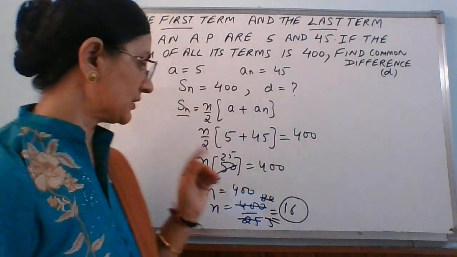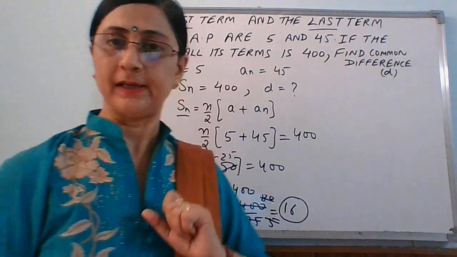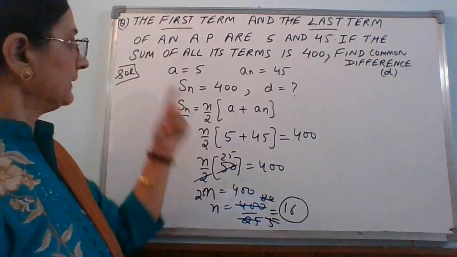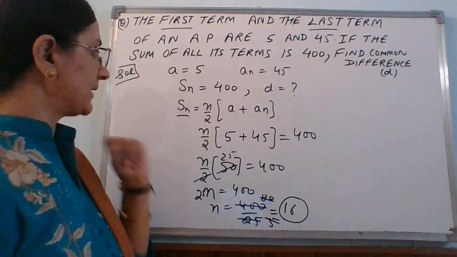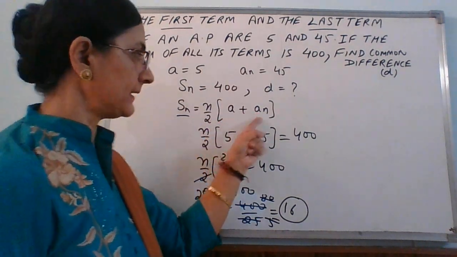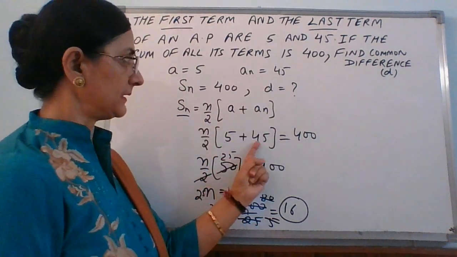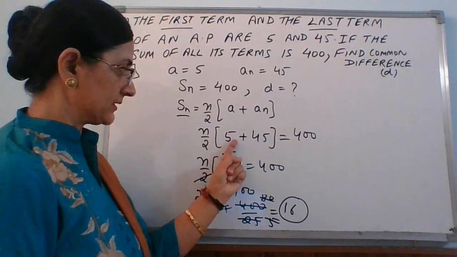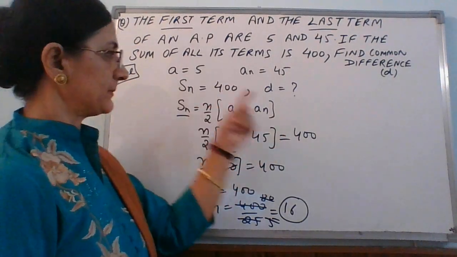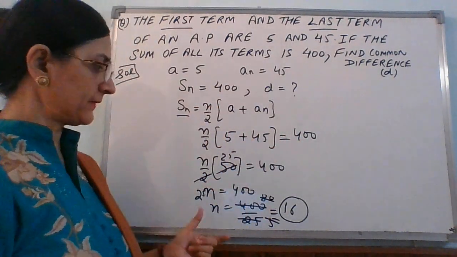So we have just found n, and we are supposed to find d. I'll repeat this again. a was given, an was given. So the Sn formula is n by 2 into (a plus an). We use an because the last term is given. So a is this, an is this. Just substitute the values here, equate to the sum, which is already given, solve the equation and find n.